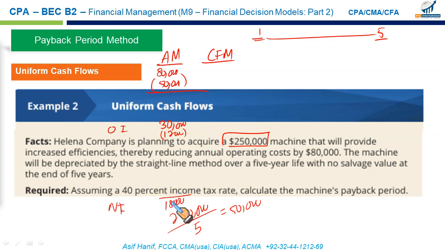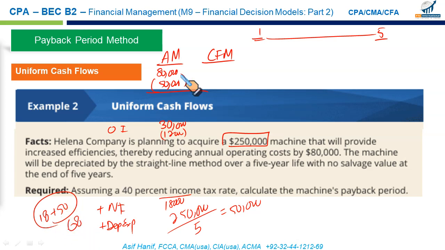Right? I told you whether you use the accounting method or cash flow method, it should be the same. To net income, add the full depreciation expense. And depreciation expense here was 50. So 18 plus 50 gives you $68,000 cash flow every year.